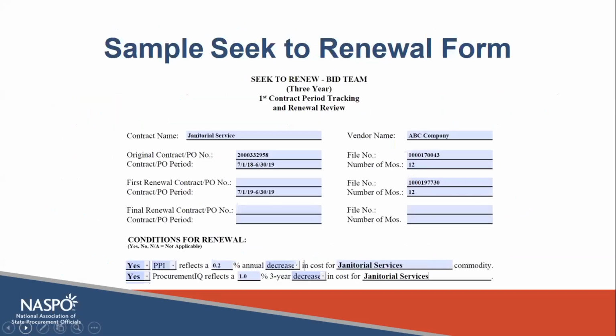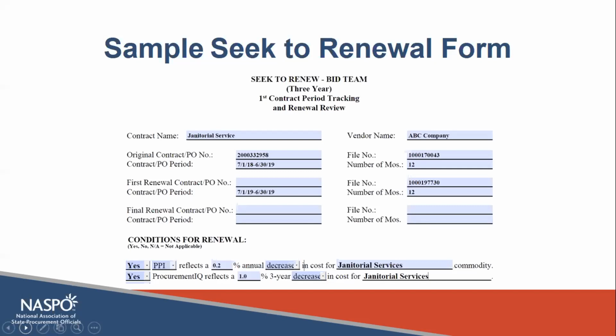This is just an example of something we use for our file documentation. This is for a blanket order for a first renewal we were seeking for janitorial services, which I have a little more information on. You'll see further in the PowerPoint. This is just a snippet of a form we use. As you see, PPI reflected a 0.2% decrease in janitorial services, and Procurement IQ reflects a 1% 3-year decrease in the cost for janitorial services.